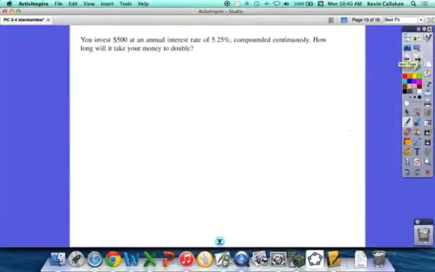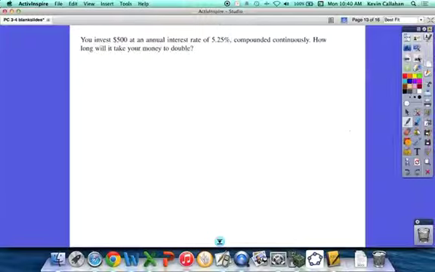Okay, so now that we know how to solve equations, at the beginning of the chapter, when we had a word problem involving an exponential or a logarithm, all you could really do is evaluate. And now we can do some solving. So this one, it says, you invest $500 at an annual interest rate of 5.25% compounded continuously. How long will it take your money to double?